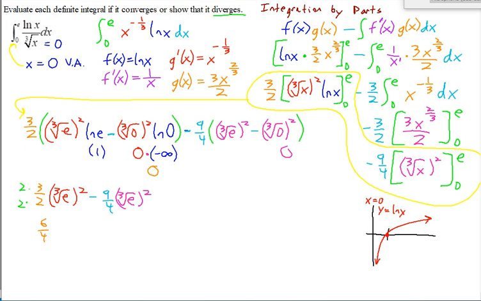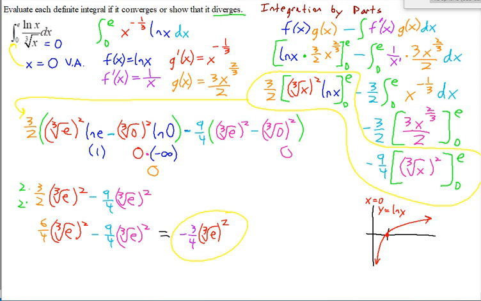6/4 cube root of e squared minus 9/4 cube root of e squared. You can see those are like terms now, what we commented on there. So 6/4 minus 9/4 would give you negative 3/4 cube root of e squared. So that would be a more simplified answer. And since we got a specific number here, that's what we got when we evaluated it. So it does converge to a specific number.